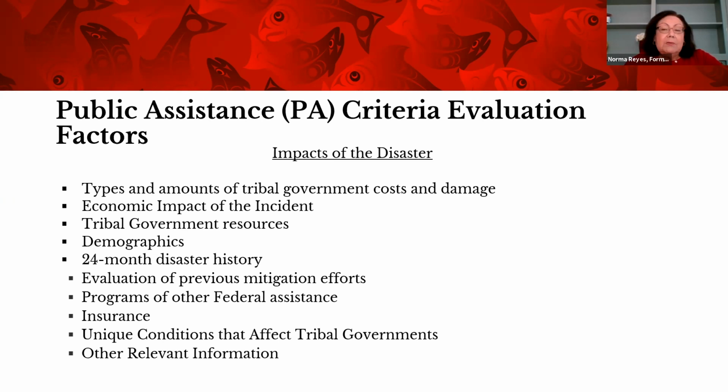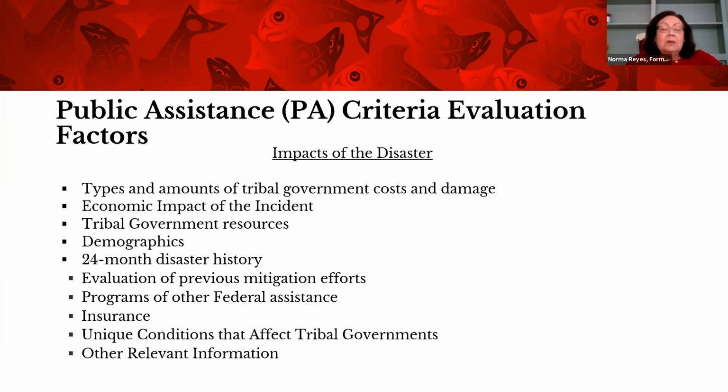The other thing they're going to look at is insurance: the amount of insurance coverage on the disaster-impacted facilities at the time of the incident, the amount of insurance coverage that should have been in force at the time of the incident, and damage located in special flood hazard areas, which require mandatory insurance on buildings and contents. They look at the unique conditions that affect tribal governments, for instance needs associated with remote locations, accessibility to food, water, and medical supplies, and of course cultural or spiritual considerations. And of course, any other relevant information that you think will help FEMA evaluate the damage to make a decision on whether to approve it or not. So that's for public assistance.